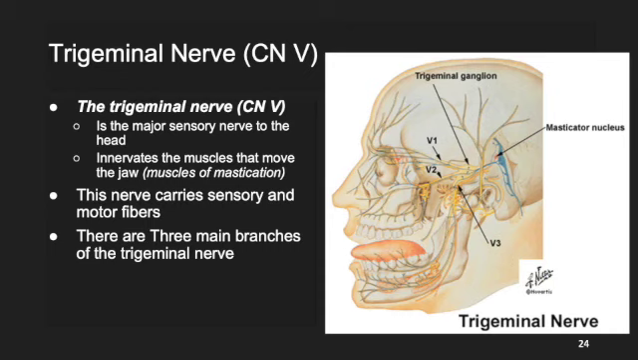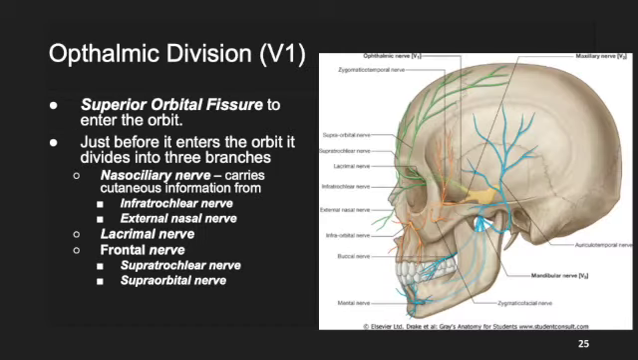And then what we need to understand about the trigeminal nerve is that it is going to innervate the muscles that move the jaw, or what we call the muscles of mastication or chewing. Also remember that the trigeminal nerve is a mixed nerve, so it's also going to carry some sensory fibers along with motor fibers as well.